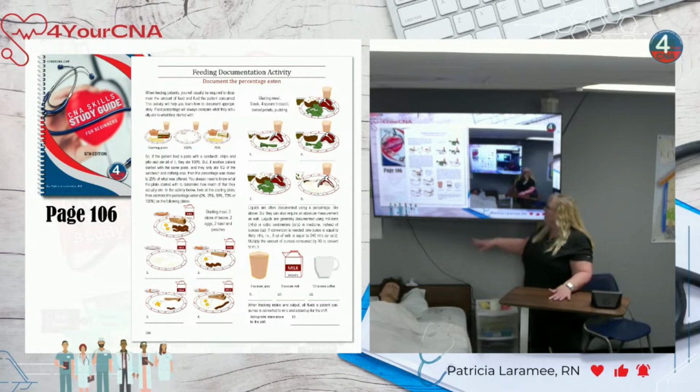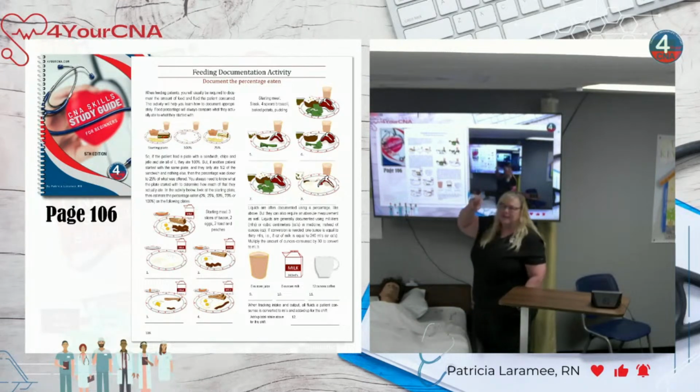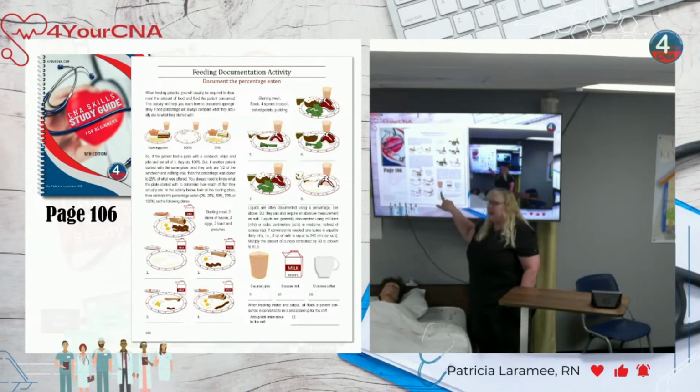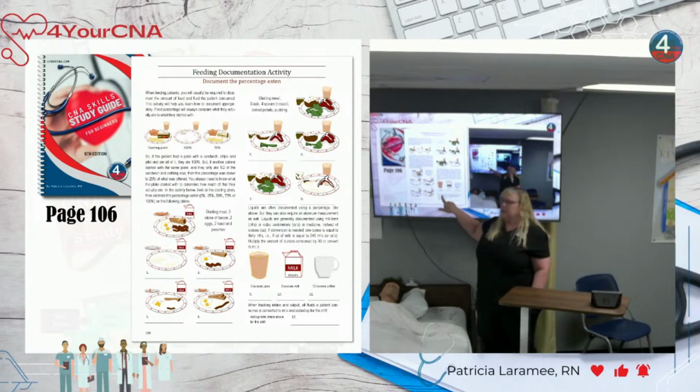Okay. So if you go to page 106, this is an activity in your book that helps you put all of this into use. It has you estimate food intake here, and then down here is where we're going to work with fluids. So if we have to convert 6 ounces of juice into mLs, how many mLs would that be? 180. Our milk carton actually tells us how many mLs. So how many? 240. And 12 ounces of coffee.